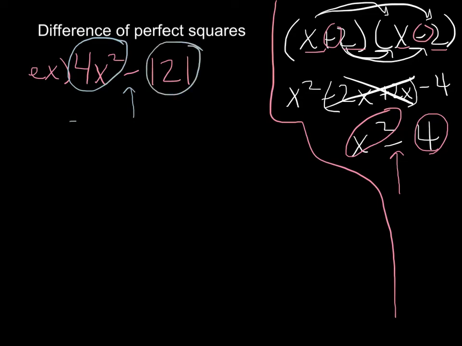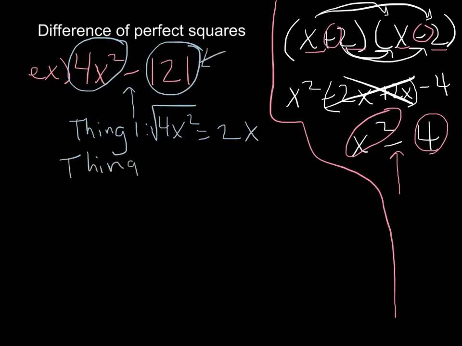4x squared is my thing 1. So my thing 1 is 4x squared. And I want to check and make sure I can take the square root of that. Well, the square root of 4 is 2. The square root of x squared is x, because x times x gives me x squared. Now I want to look at thing 2, which is 121. So thing 2 is 121, and I want to take the square root of that, which is 11. Alright, so these were two perfect squares.